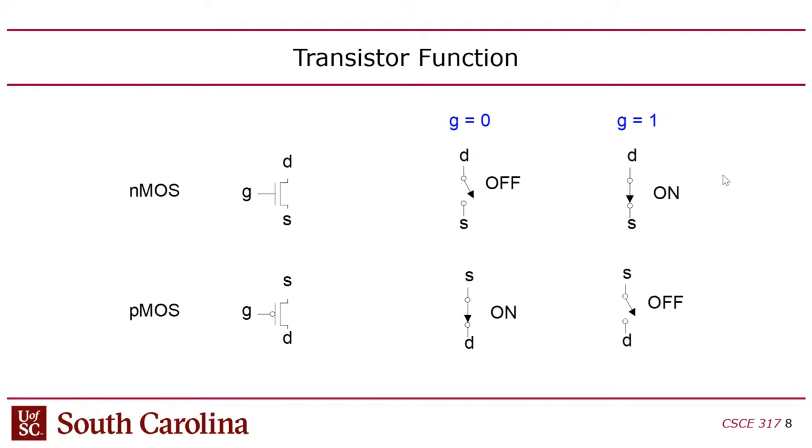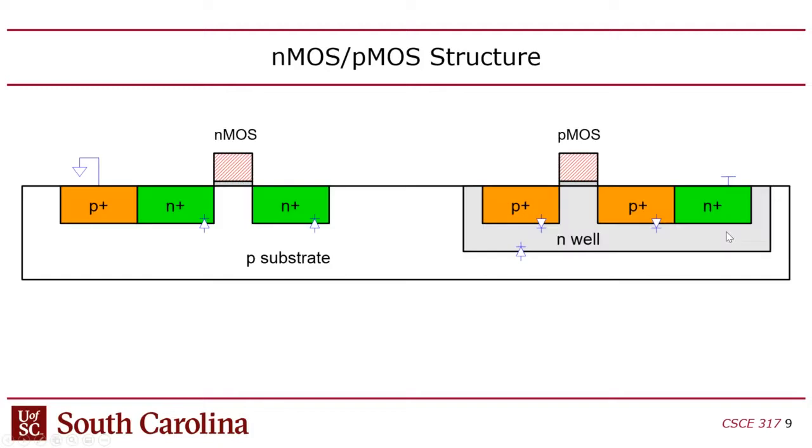Okay, so this slide is showing these gates using the switch model. With an nMOS, if the gate is 0, you turn it off. With a PMOS, if the gate is 0, you turn it on. And with an nMOS, if the gate is 1, you turn it on. And with a PMOS, if the gate is 1, you turn it off, right? So logically, they work the opposite, okay?